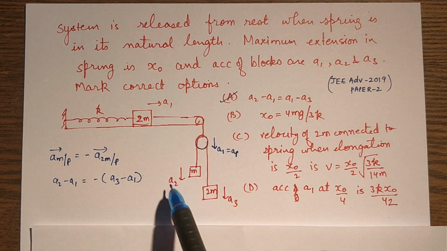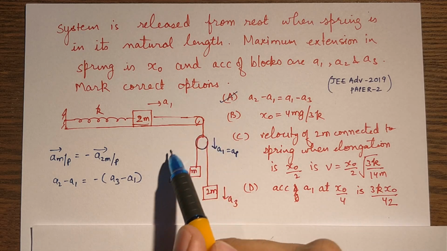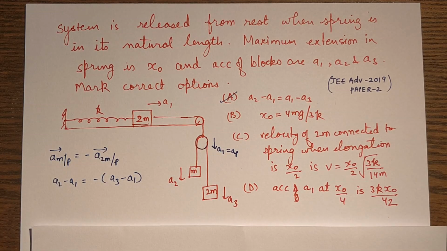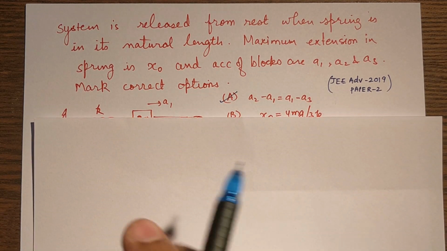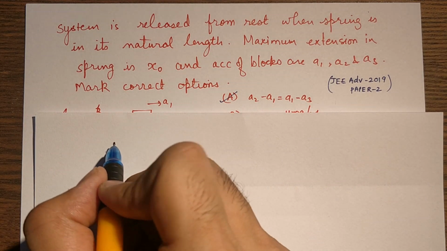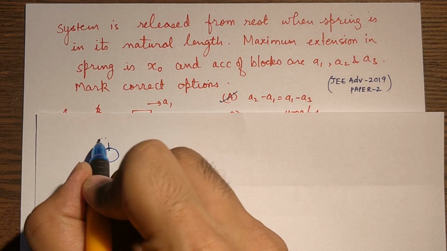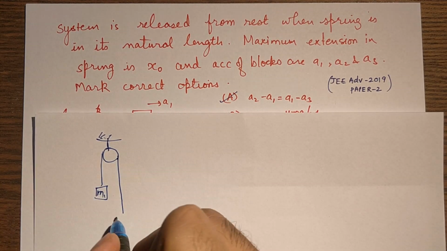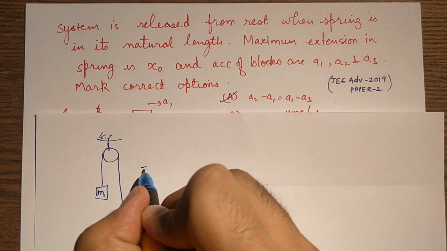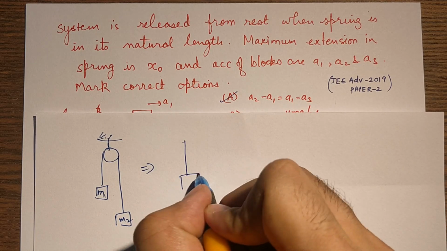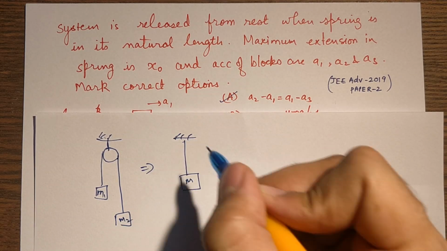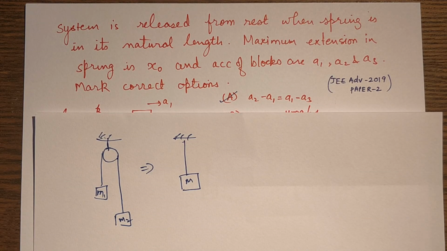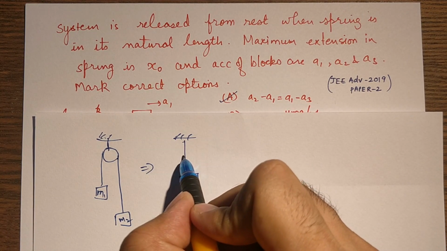What I want is to simplify this whole system, otherwise this motion looks complicated. The first objective is to convert this Atwood machine, which consists of two masses m1 and m2, into a single mass system. So what should be this m? Right, you can see how I do it.